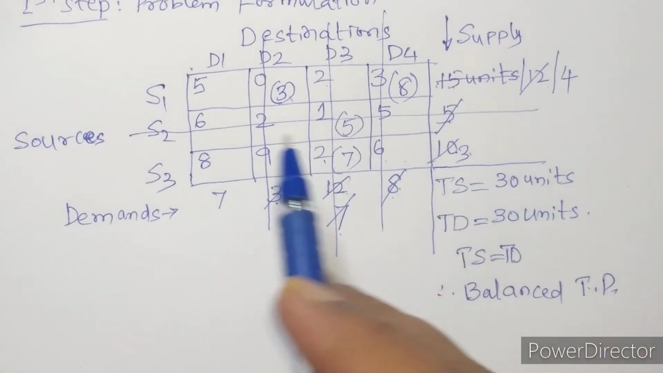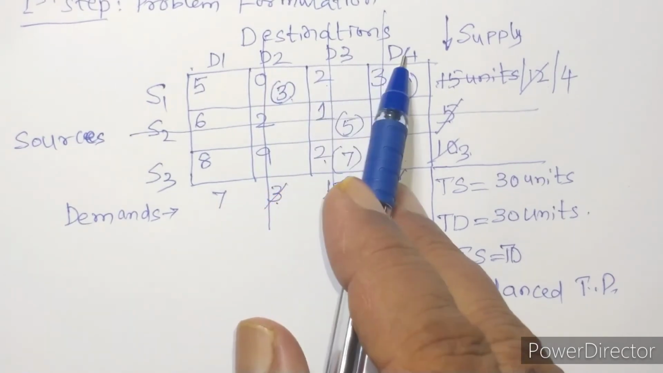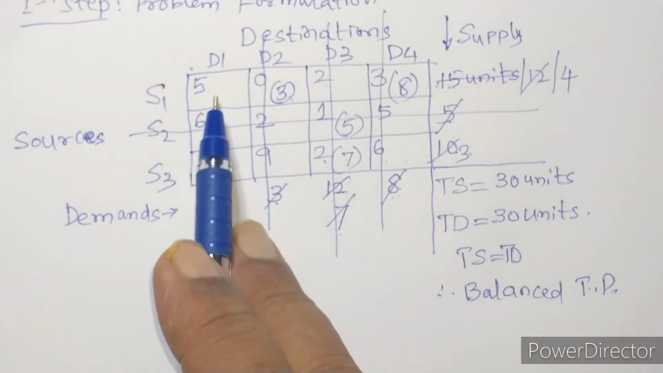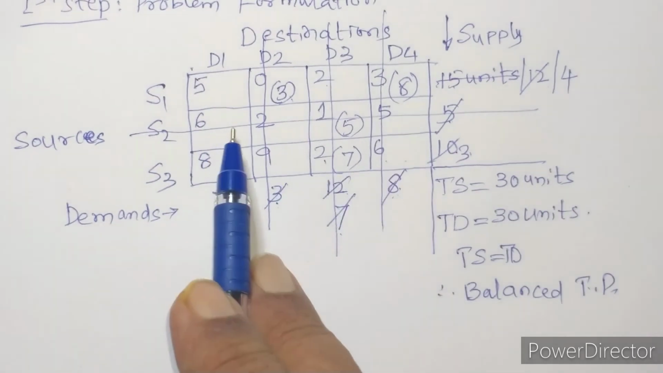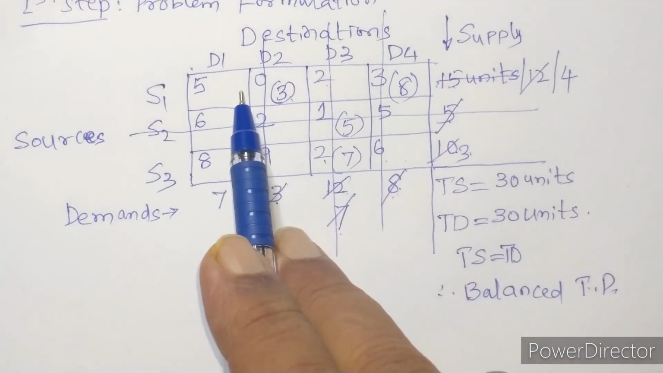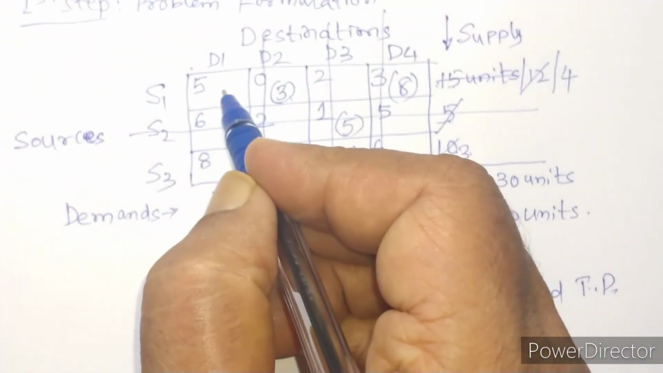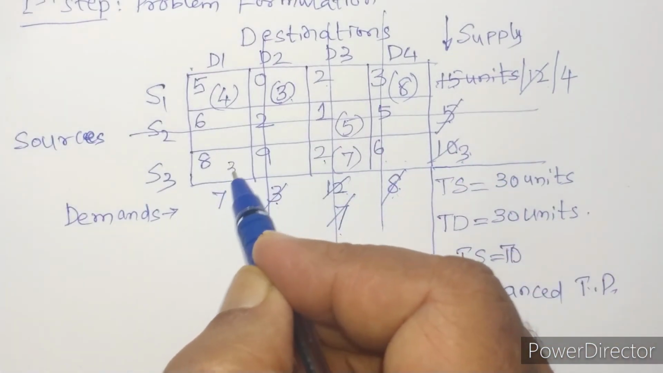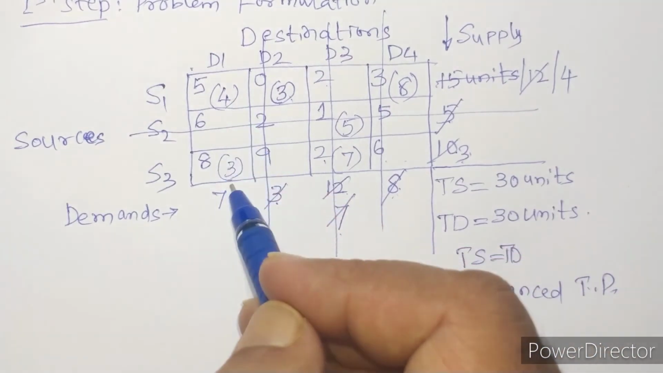Now, we can see that D2, D3, D4 are removed. Only D1 is left in the matrix. If only one column or row is left in the matrix, in that case, just transfer these units to the remaining cells. So 4 units I will supply here, 4, and 3 units I will supply here, 3.